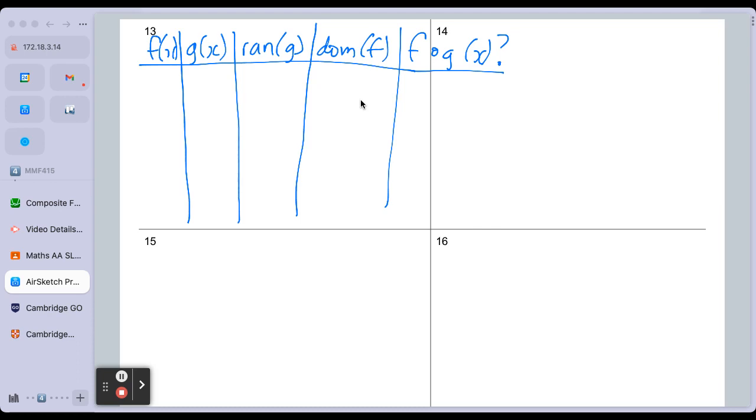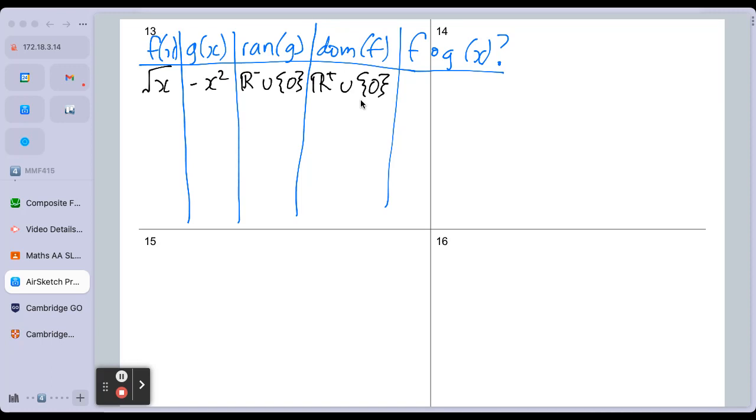Okay, so for example, if I gave you the square root of x, and then I gave you negative x squared, then the range of G is all real numbers that are negative combined with 0. That's the range of G. Remember how I said the range of G has to match or be a subset of the domain of F. And then you look at the domain of F. Just look at that as it stands. The domain of F is all positive real numbers with 0.